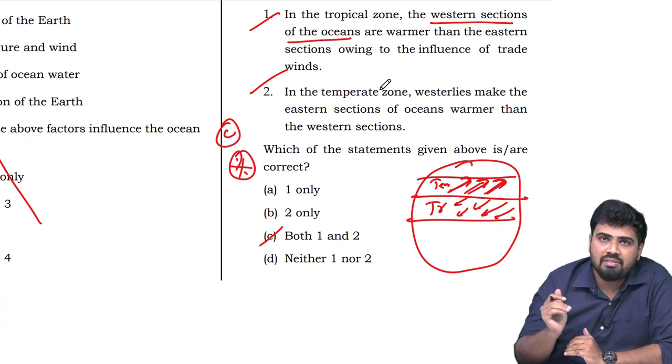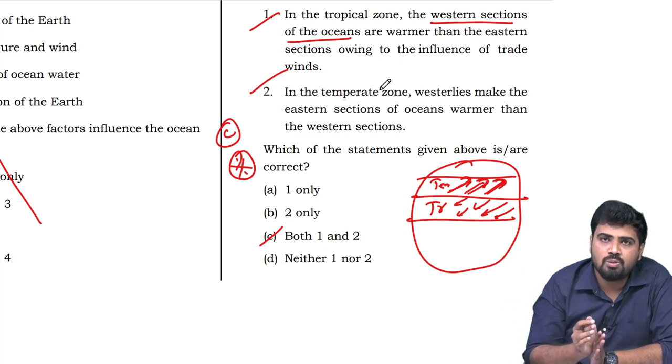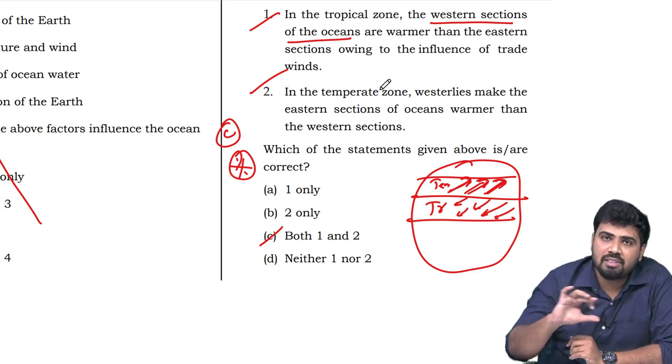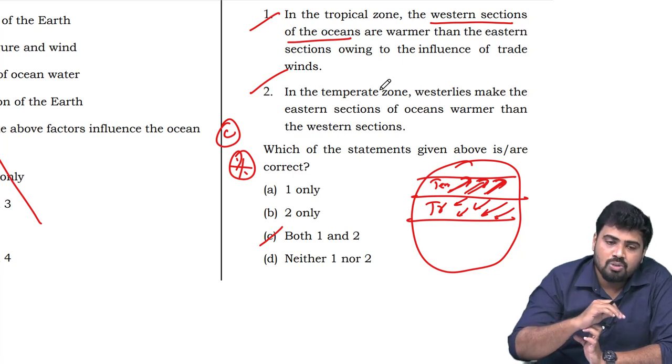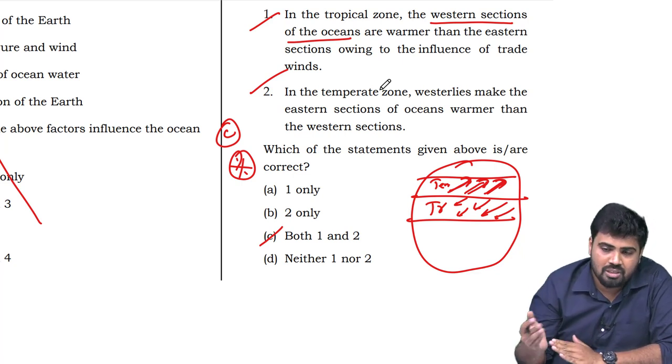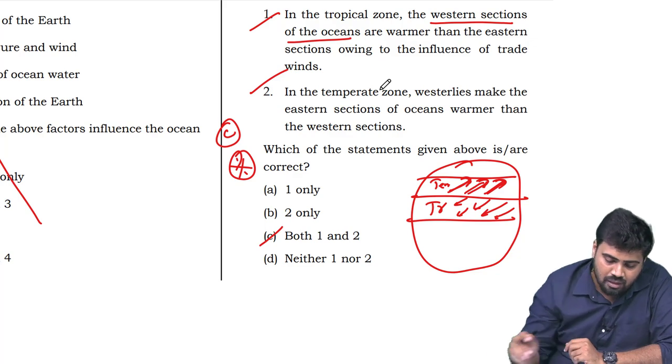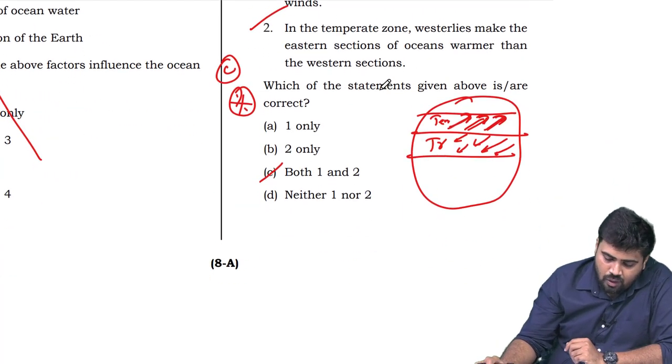In the tropical region, trade winds move from east to west, so they carry warm water towards the western coast of the ocean. It is in an oceanic perspective, not a land perspective. Westerlies move from west to east, carrying warm waters towards the eastern coast. So the eastern side of the oceans generally has warmer waters. Very important question. So 43, option C.